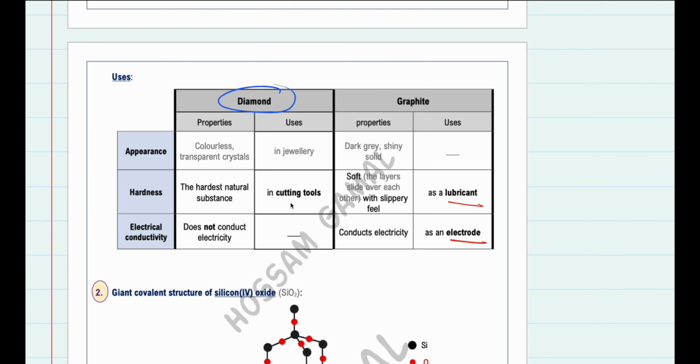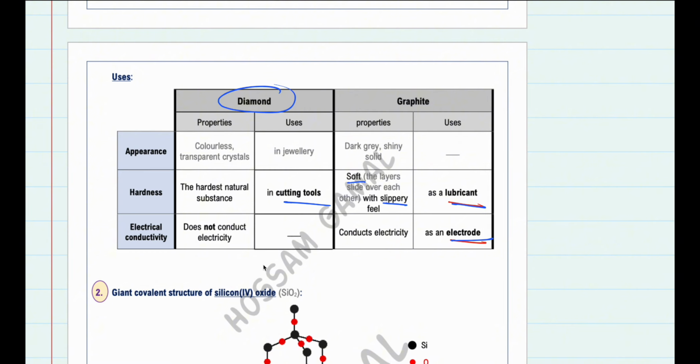Diamond can be used in cutting tools, as we said before, because it's the hardest natural material. Graphite can be used as a lubricant because it's soft and has a slippery feel, and graphite can also be used as an electrode, as we're going to discover in electrolysis in topic 4, because it conducts electricity.